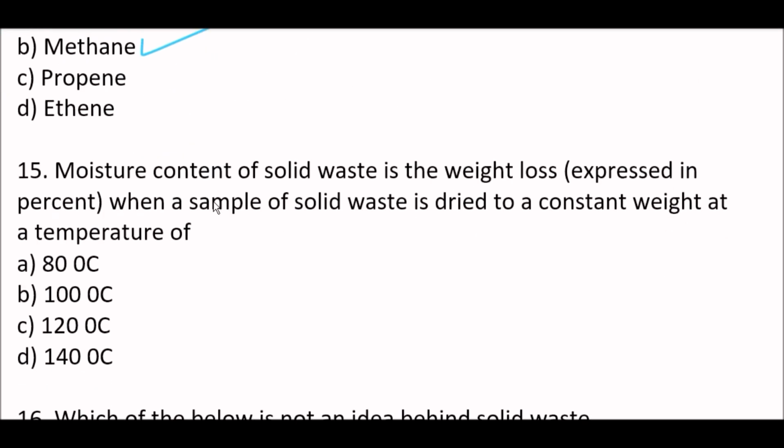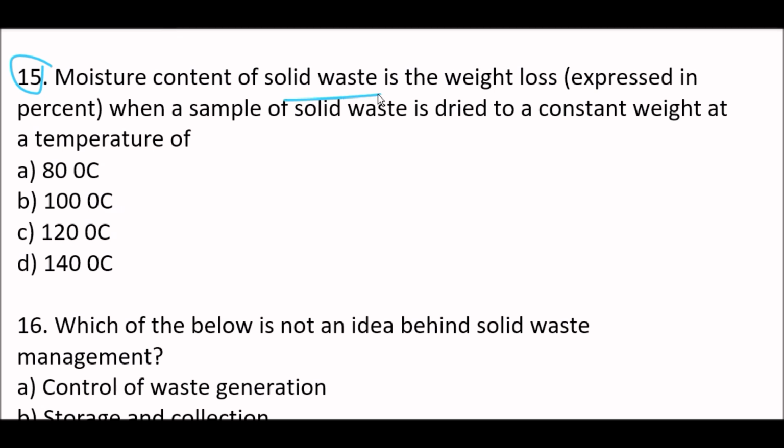Okay, next question. Moisture content of solid waste is the weight loss expressed in percent when a sample of solid waste is dried to a constant weight at a temperature of option A, 80 degrees Celsius. Option B, 100 degrees Celsius. Option C, 120 degrees Celsius. Option D, 140 degrees Celsius. Okay, right answer is option B, 100 degrees Celsius.